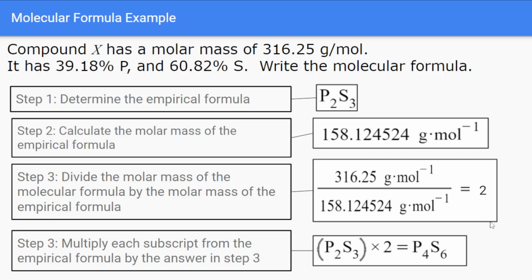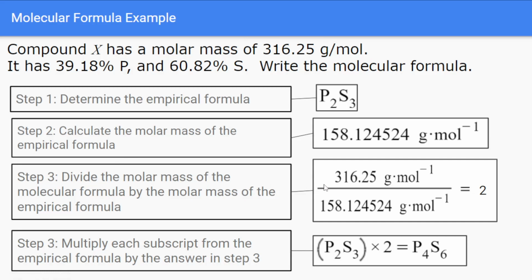So the first part is to determine the empirical formula. So if we know that we have 39.18% of phosphorus, 60.82% of sulfur, then we can use that to calculate the empirical formula. And then you would calculate the molar mass. So we determine the empirical formula, then we get the molar mass of that empirical formula. In all of these problems, it will give you the molar mass of the molecular formula.